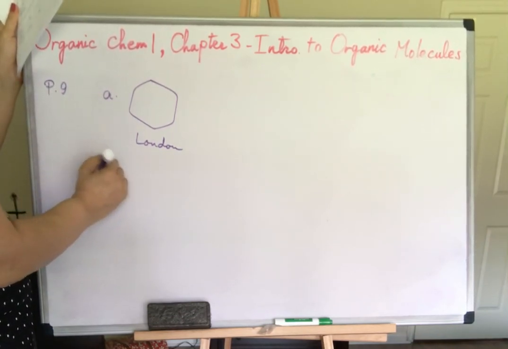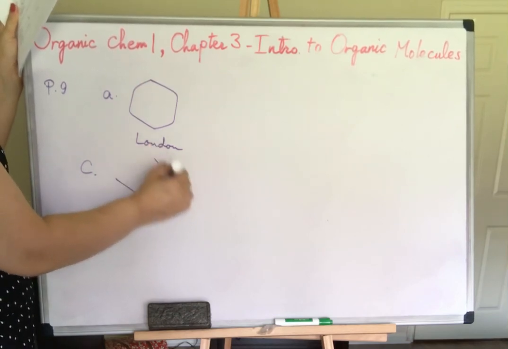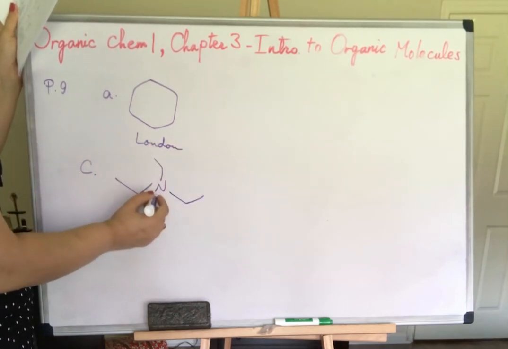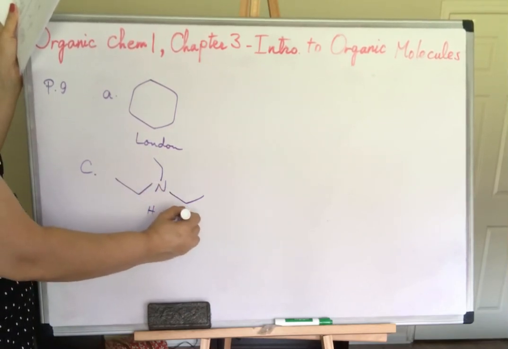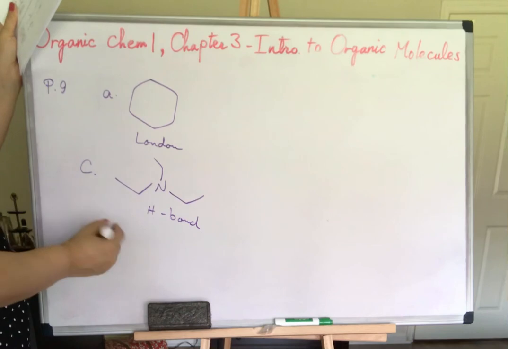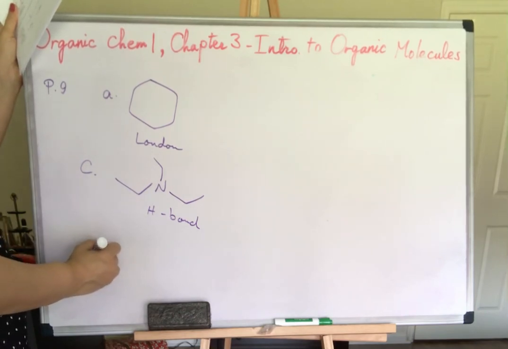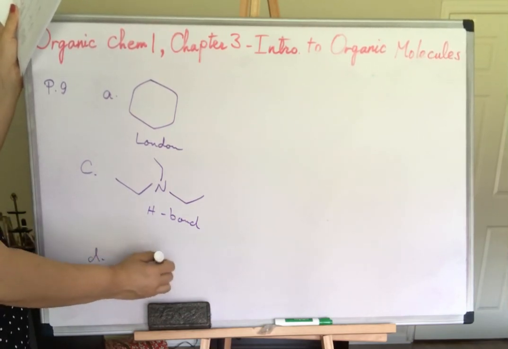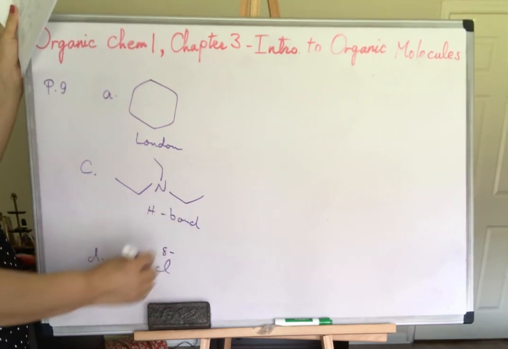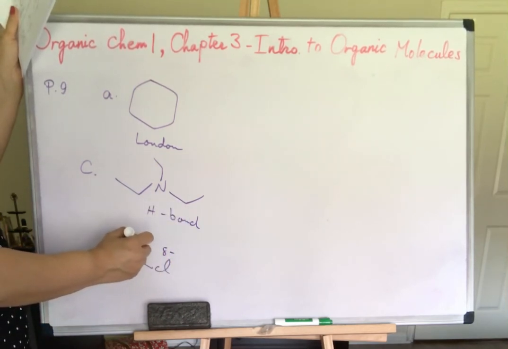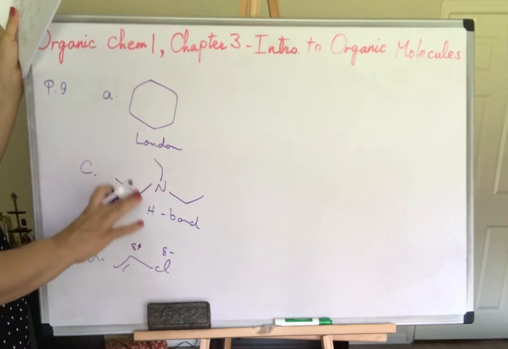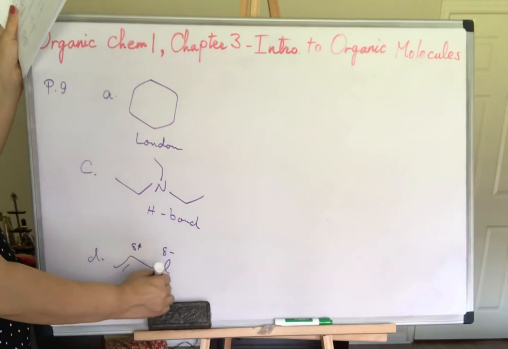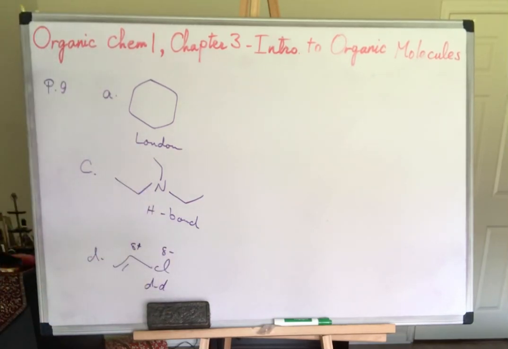For C, for example, you see a nitrogen, right? So between this nitrogen and hydrogen of another molecule, you will definitely have the hydrogen bond. And for D, you see Cl. Cl makes a bond that is polar because it's electronegative, partially negative. This side is partially positive. So with another molecule of the same type, with another dipole, we will have dipole-dipole. You can work on the rest.